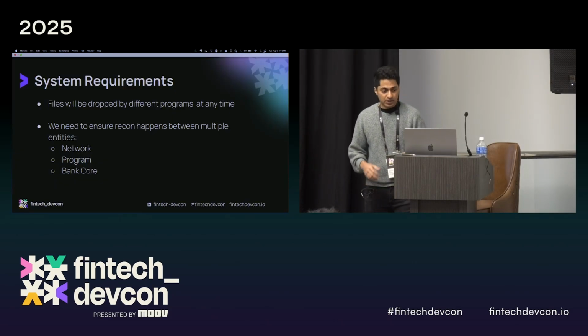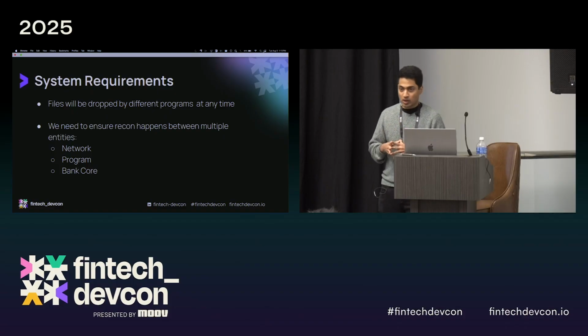So to recap, there were two main requirements we wanted to build off. One is files will be dropped at any point, and multiple files. And it could be dropped by multiple players, the issuing processor or the fintech. And we also needed to ensure that recon happens between multiple entities, the network, the program, and the bank core.